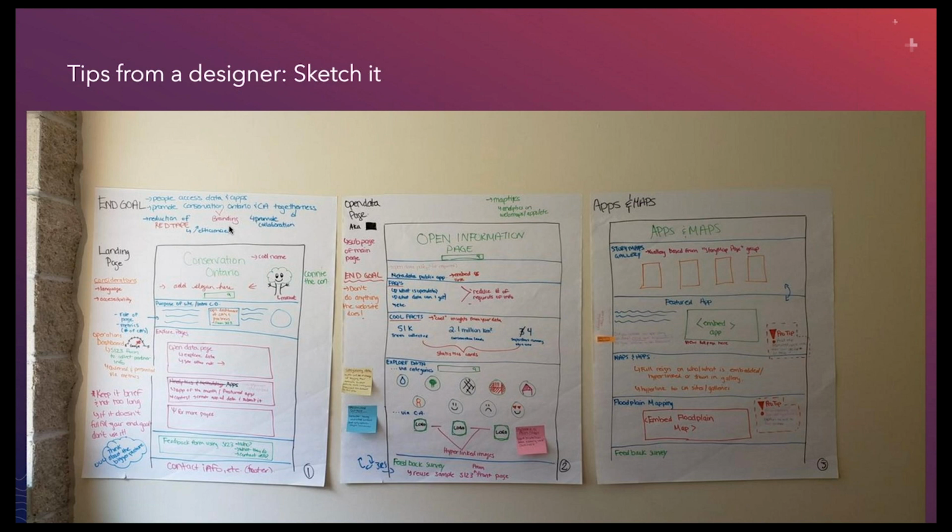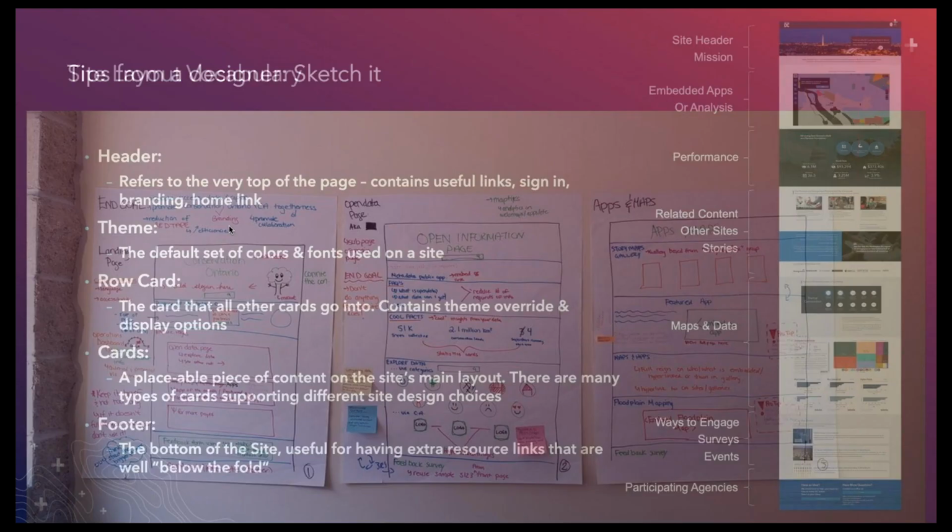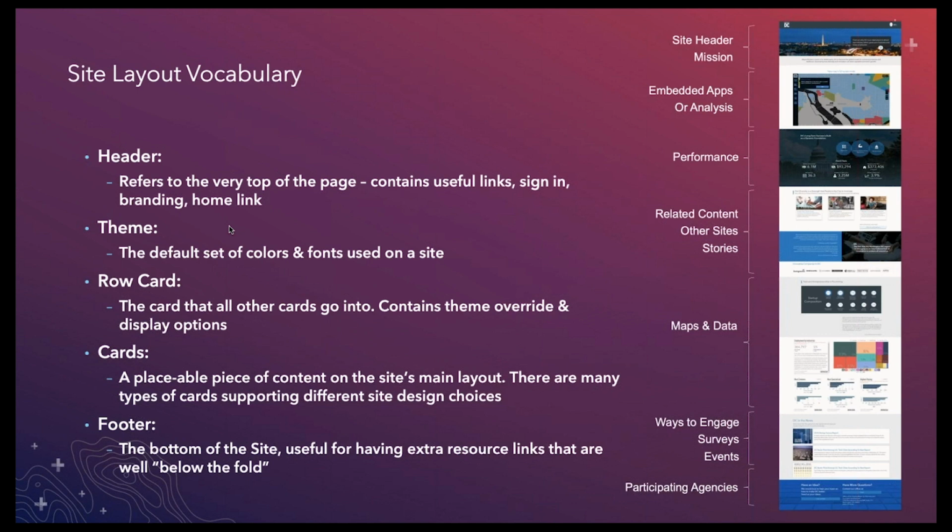So, some site vocabulary to get out of the way. Header refers to the very top of the page, and this is where the nav experience exists. It contains useful links, sign-in, branding, and a home link. The theme refers to the colors and fonts used on the site, and those are the main drivers of the look and feel of your site. There's a row card. The row card is a way to organize cards on your site, and it's a card that all other cards go into. You can also use these to override theme and different display options.